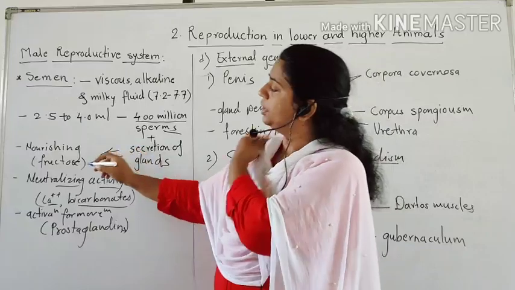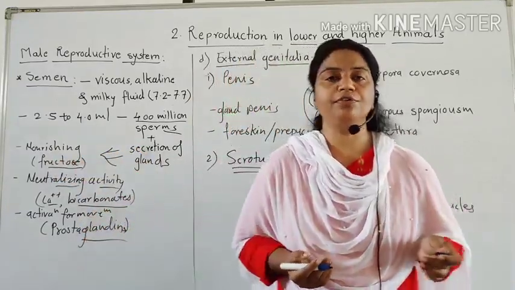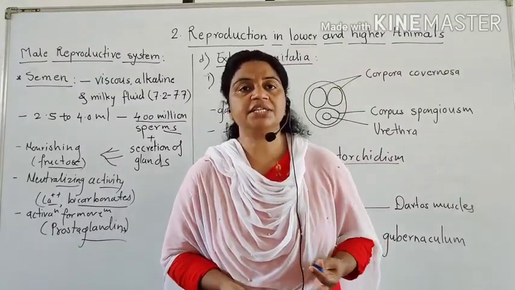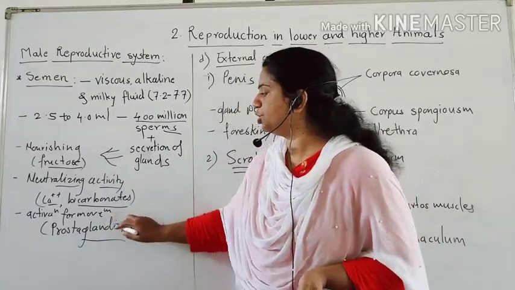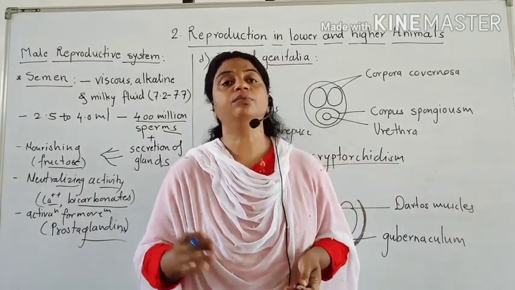And there is another gland, the seminal gland, which secretes seminal fluid. This seminal fluid consists of fructose and prostaglandins. What is the function of fructose? Fructose nourishes the sperm. And what is the function of prostaglandin? Prostaglandin activates the movement of sperm.